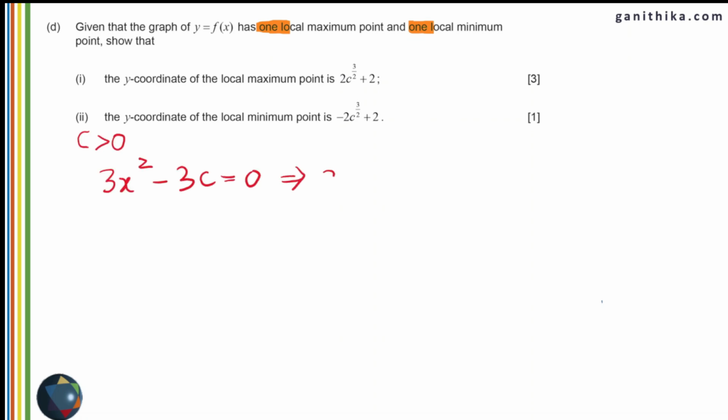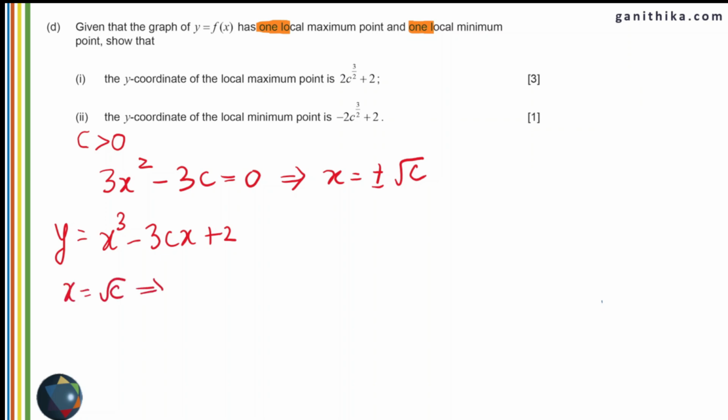So you have to find the x values first by solving the equation f dash of x is equal to 0. So the x values that you are getting here are plus or minus square root of c. So if you have c as a positive value, you have two values for x, plus square root of c and minus square root of c. Substituting these two values in this equation. So first substitute x is equal to square root of c.